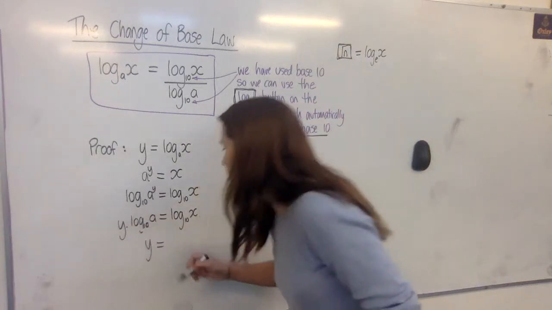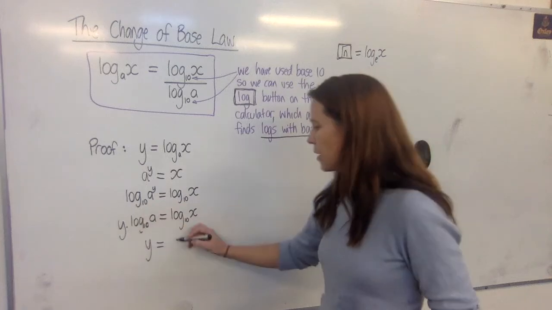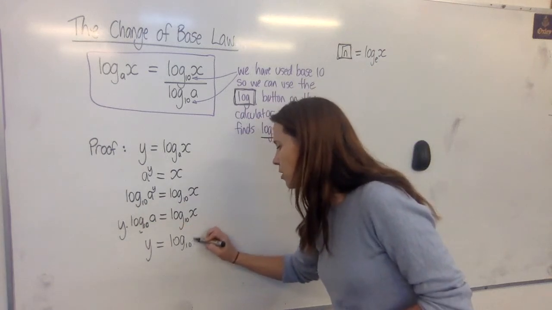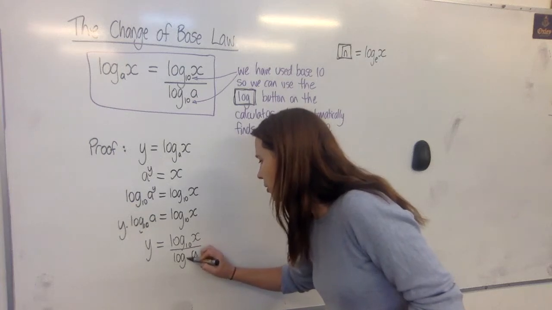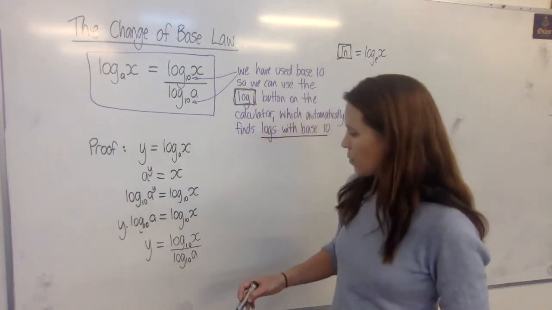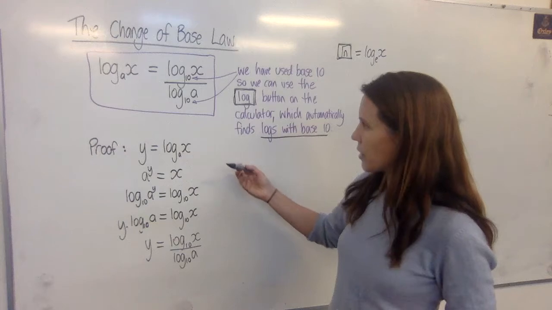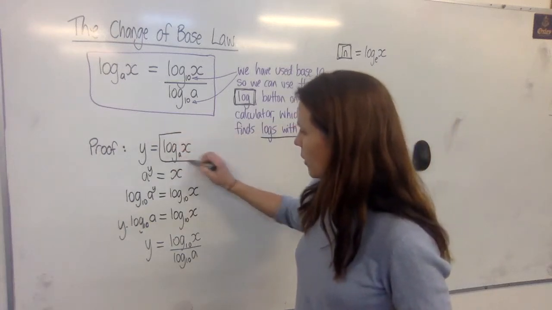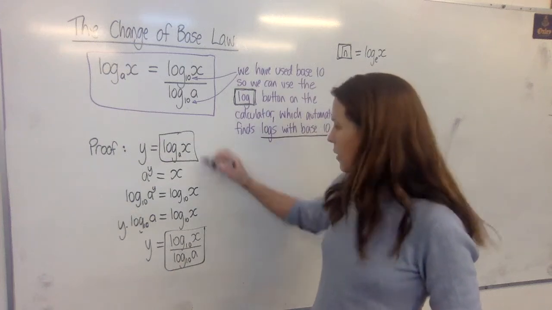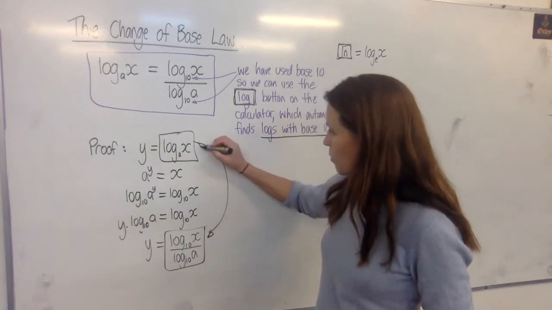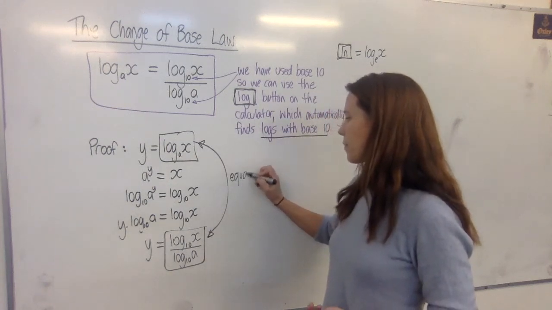So y will equal, well, if we divide it here it will disappear, but over here we need to divide by the log of a with base 10. And that's pretty much given us our rule. So we started with y equaling this, and we ended up with y equaling that. So these two things must be equal to each other.